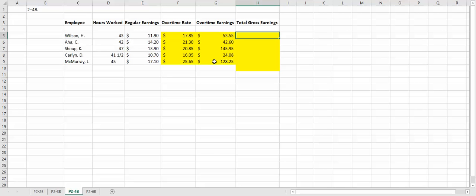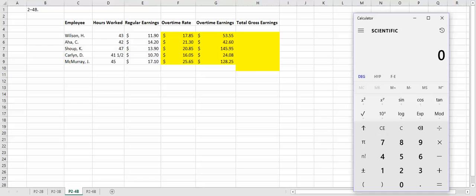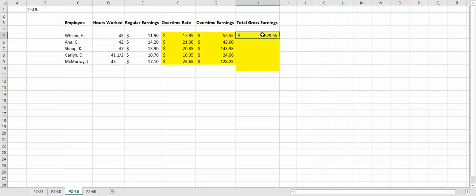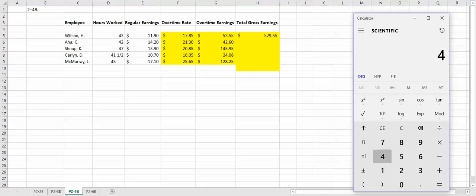Okay, now to calculate gross earnings. So we're going to take our 40 hours times $11.90. It was $476. Then we're going to add in the overtime. So that's $529.55. Okay, again, we're going to take 40 hours times $14.20, and then add in the $42.60. So it's $610.60.